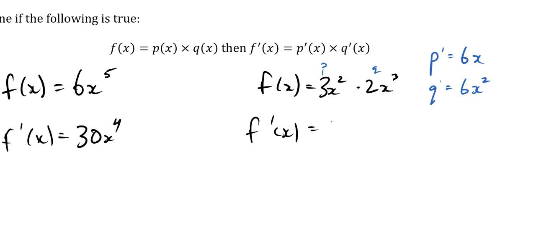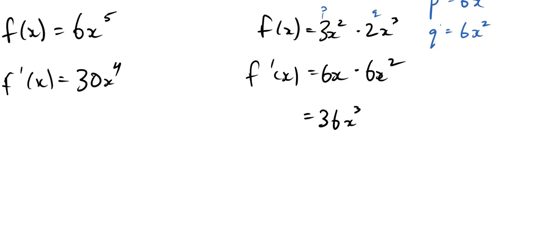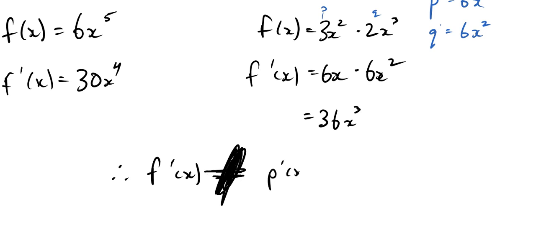Yes? No? Are we okay with that? 6x. So if this is true, is anybody looking ahead? Do you see what's happening here? And then if I simplify, what do I get? 36x cubed. Not equal. Therefore, f prime is not equal to p prime times q prime.